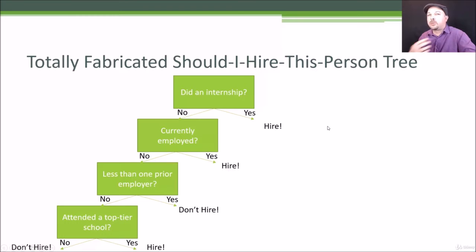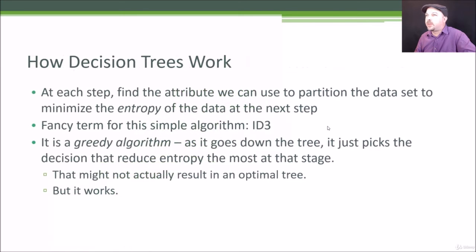So that's how you walk through the results of a decision tree. It's just like going through a flow chart, and it's kind of awesome that an algorithm can produce this for you. The algorithm itself is actually very simple. Here's how it works. At each step of the decision tree flowchart, we find the attribute that we can partition our data on that minimizes the entropy of the data at the next step. We have a resulting set of classifications, in this case hire or don't hire, and we want to choose the attribute decision at each step that will minimize the entropy at the next step.